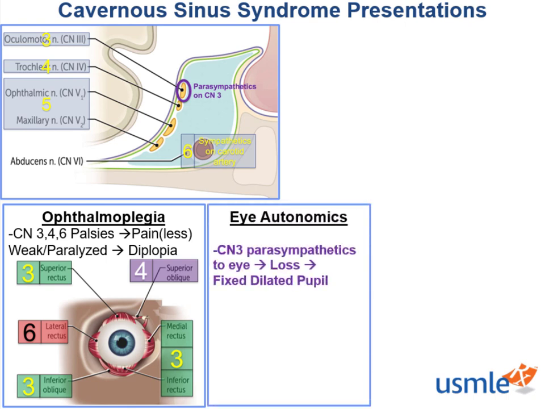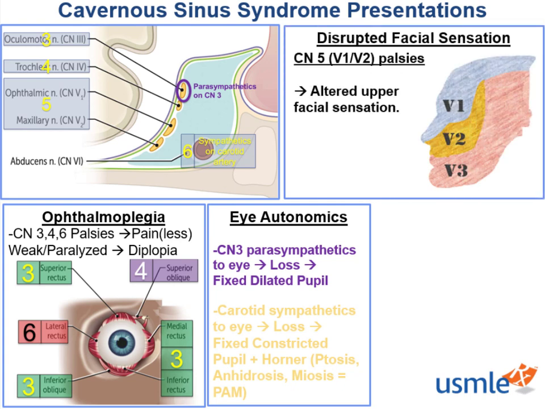Along cranial nerve 3 travels parasympathetic fibers to the eye that normally cause miosis or pupillary constriction. If these are lost, the patient may have a fixed dilated pupil. In contrast, along the internal carotid artery travel sympathetic fibers to the eye that normally cause mydriasis or pupillary dilation. If these are lost, the patient may have a fixed constricted pupil in a Horner syndrome. Think Pam Horner to recall ptosis, anhidrosis, and miosis, PAM, as features of a Horner syndrome.